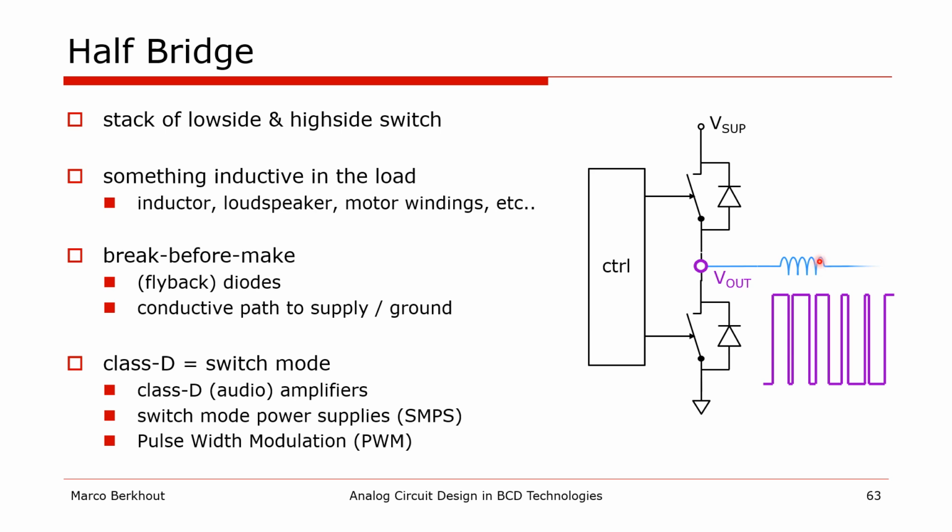The switches are controlled with the break before make scheme to prevent them from short-circuiting the supply. And because of the inductive nature of the load, we need diodes to provide a conductive path to supply or ground when both switches are off. The terms class D and switch mode are both used to describe the operation of a half bridge, and they essentially mean the same thing. But by tradition, class D is used for amplifiers, while switch mode is more common for power converters. Anyway, usually pulse width modulation is used to control the output node.